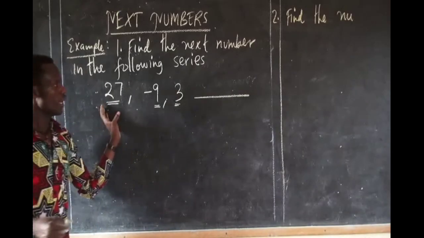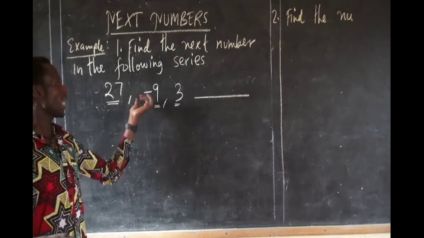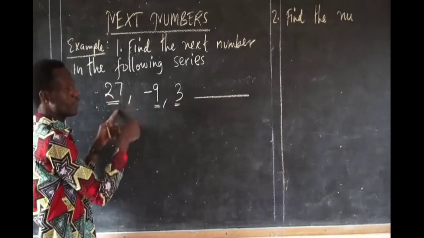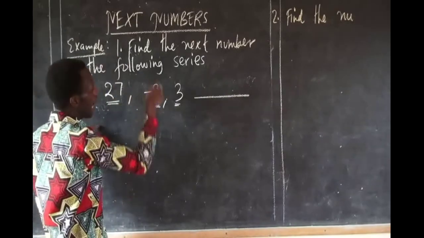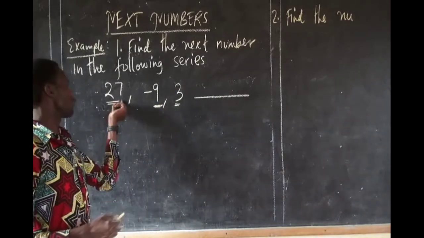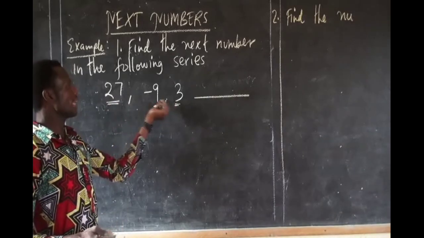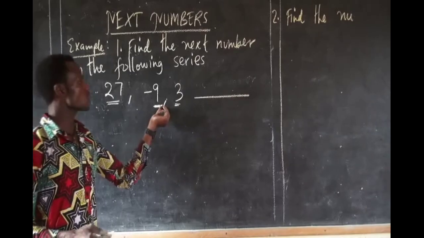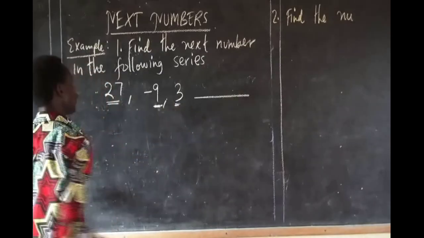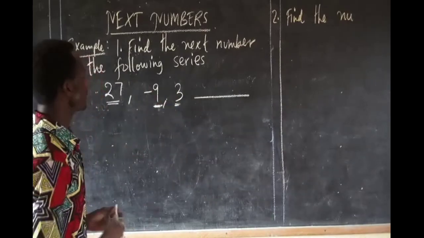When you look at this one, you will recognize that the number before is divided by -3 to obtain the number after. For example, -9 was obtained by taking 27 divided by -3, which gives -9. And the next number, 3, was obtained by taking -9 divided by -3. So the number before is divided by -3 to obtain the number after.